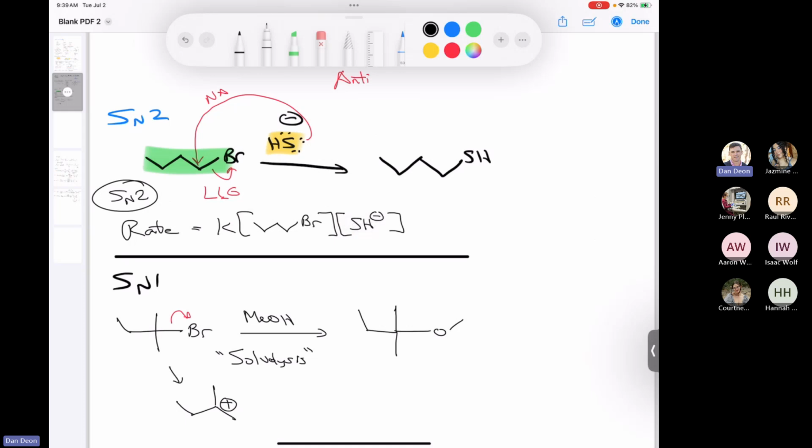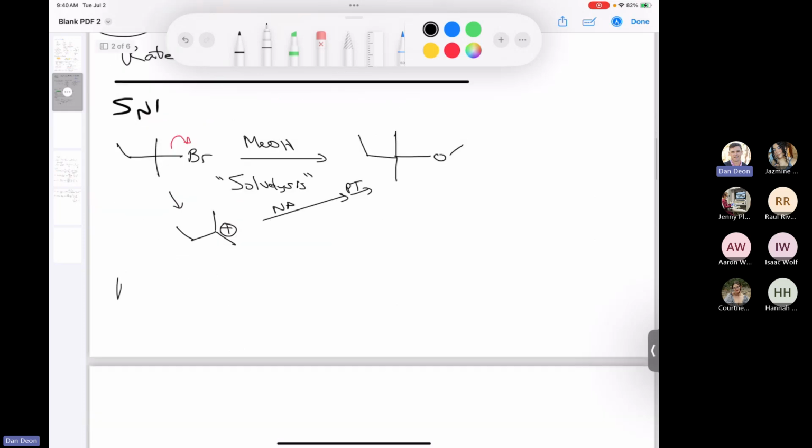In this case, loss of leaving group followed by nucleophilic attack and proton transfer. I'm not going to draw those steps. But when you write out the rate law for an SN1 reaction, this is unimolecular. It's just going to be rate constant times the concentration of your substrate. That's it. There's no methanol involved.